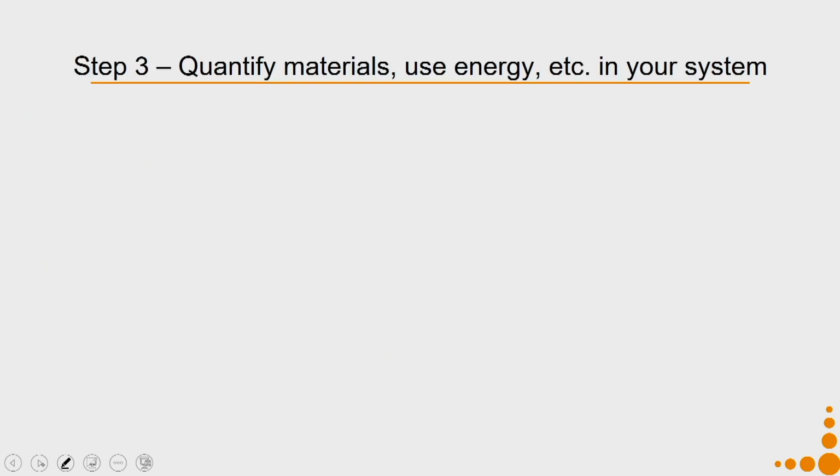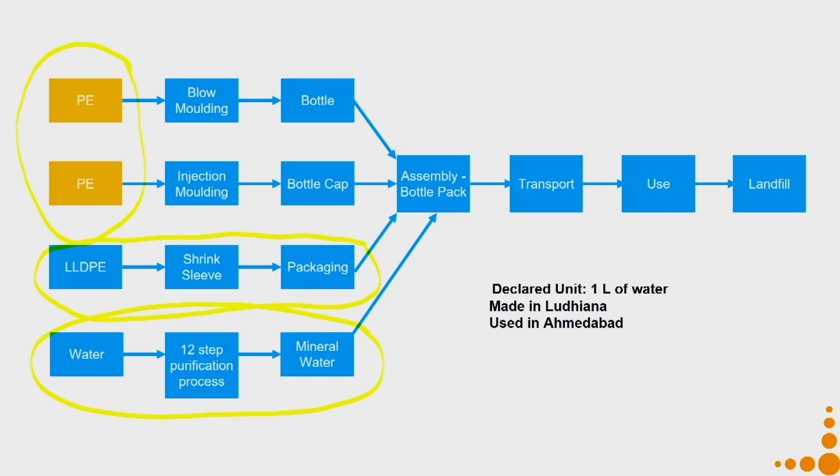Now, let us see how my step 3 comes over here, which is quantifying the materials, use, energy, etc. in your system. So, in order to achieve the life cycle assessment, that is eco cost assessment as well as the carbon footprint, I need to now understand for each of these steps what will be the amount of polyethylene required for packaging 1 liter of water, what will be the amount of polyethylene required in the bottle cap for packaging this 1 liter water, and similarly what will be the amount required for the polyethylene terephthalate bottle.